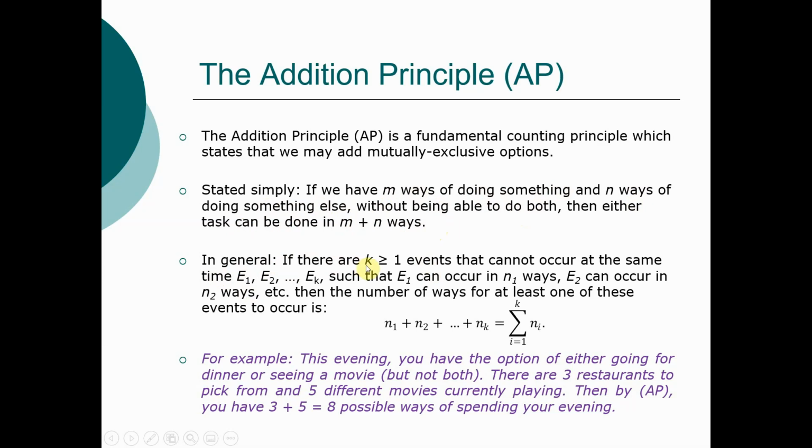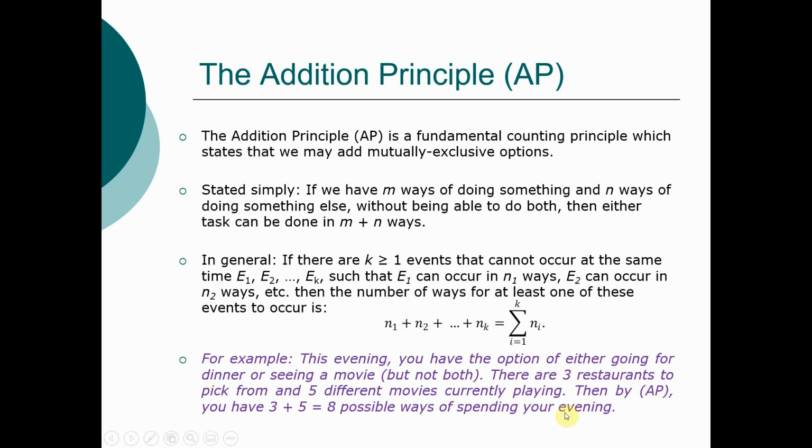In general, if there are k events that cannot occur at the same time, let's call them E sub 1, E sub 2, all the way to E sub k, such that E1 can occur in N1 different ways, and E2 can occur in N2 ways, and so on, then the total number of ways for at least one of these events to happen is the summation of N1, N2, all the way to Nk. So it's the summation of Ni's.